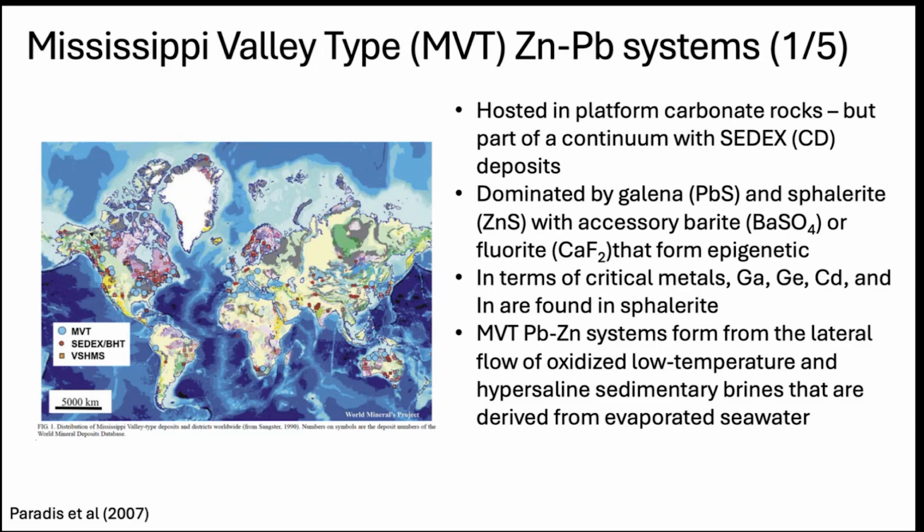So in terms of critical minerals, lots of lead. Well, that's not really critical, I guess, but zinc and gallium and germanium. Sorry, I've been talking too long. Gallium and germanium are found in the sphalerite. And they form from relatively low temperature fluids, sort of 150 to 200 degrees C. And they tend to be hypersaline, so as saline or more saline than SEDEX deposits.